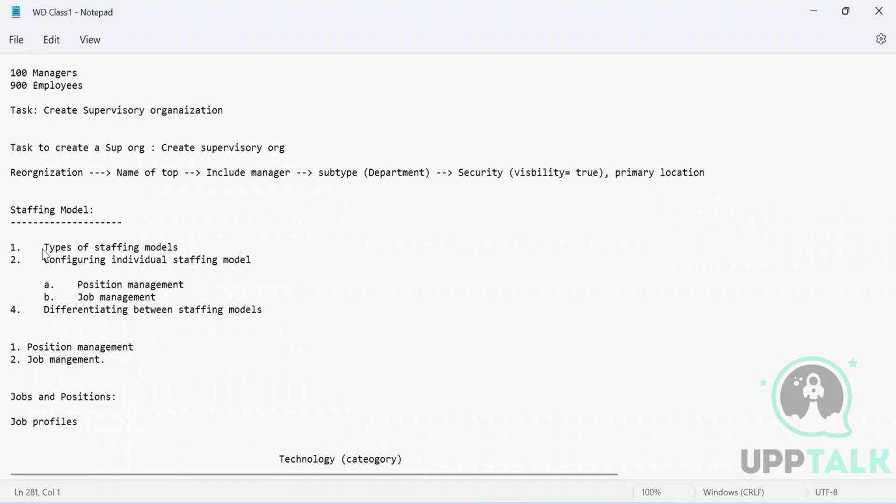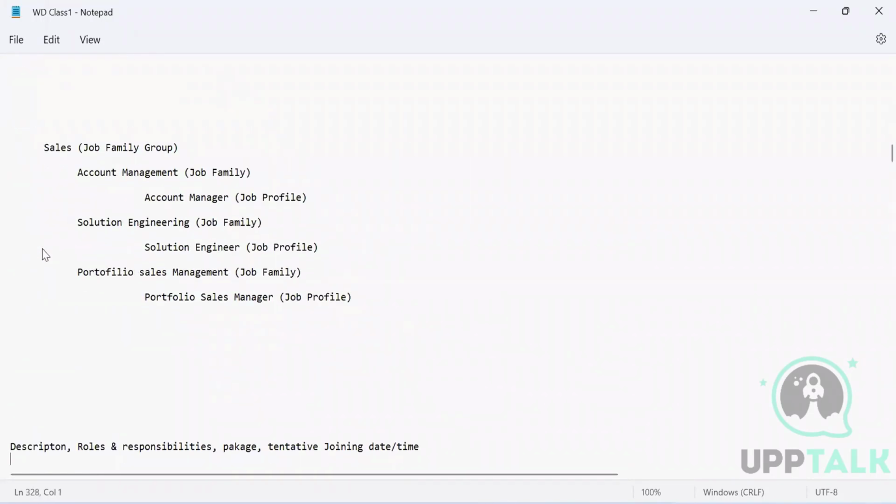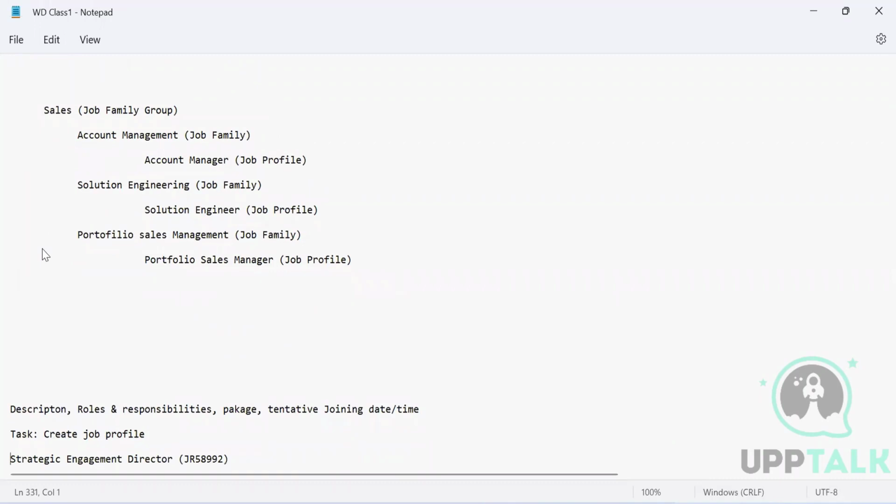Then we moved into jobs and positions. So that is our chapter 4. And in chapter 4, we understood how a job profile is created, right? And that is also a base chapter for the recruitment module. Then we understood how a job profile is created, how a job family is created, and how a job family group is created. So what is the relationship between a job family group, a job family, and a job profile? How exactly they play an important role. And we also saw how we link them together.